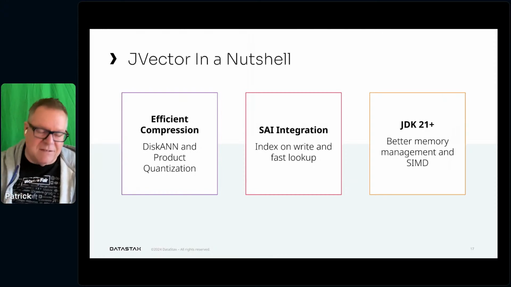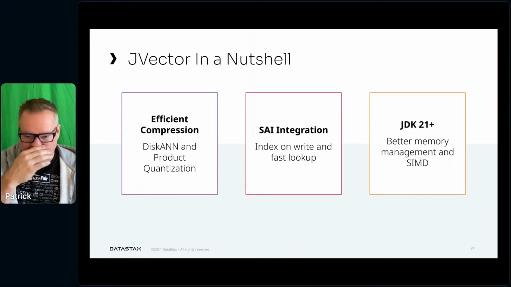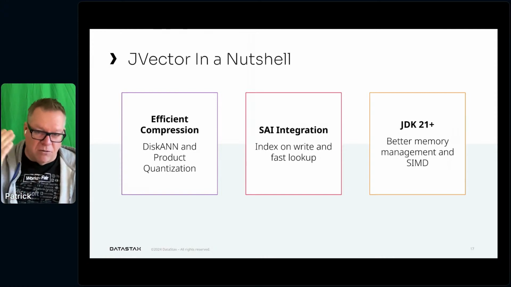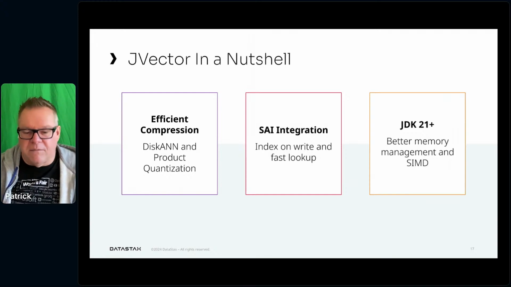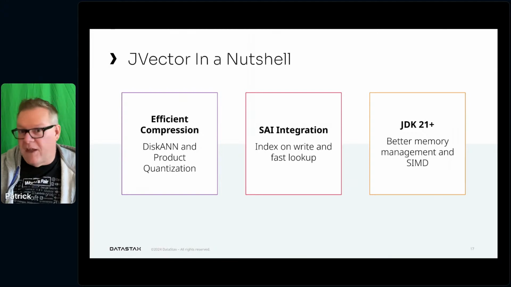The SAI integration with JVector is also something to understand. SAI, storage attached indexes, are built into Cassandra 5. They're in Astra, they're in DSE, and this is just a more general purpose indexing tool for creating indexes on any field in your database. But we use the same code path and the same data pipeline as SAI, so all the indexes go through the same path. Because we're utilizing something that already exists, we already have a ton of efficiency built in. And so we do indexes on write, so we don't have an index lag, and we do fast lookups across terabytes of data. This is a really cool advantage.